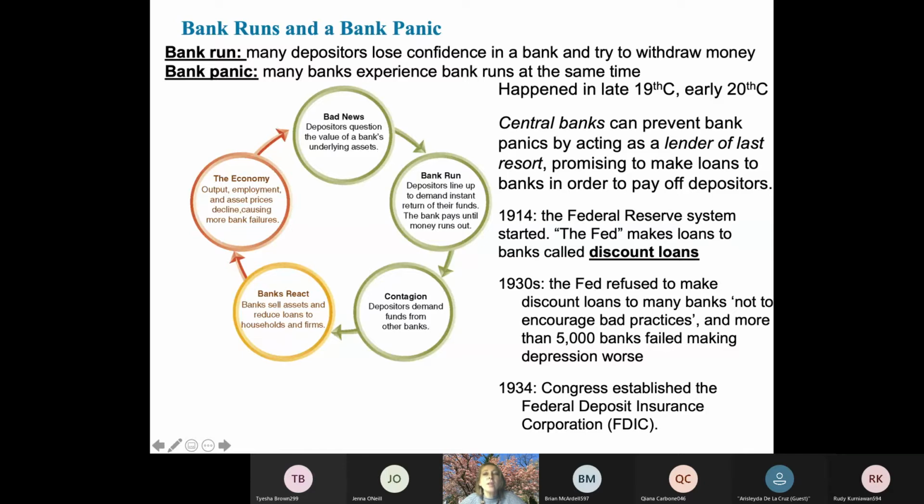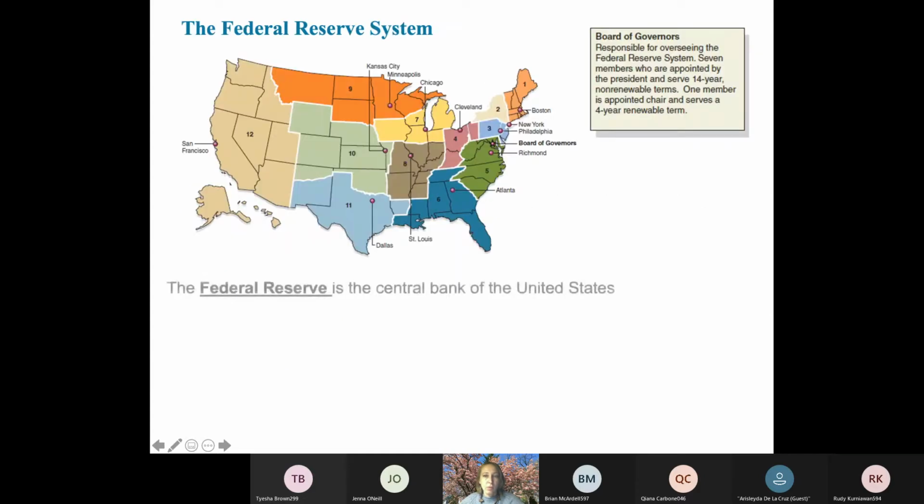All right. So originally the Federal Reserve was created to issue discount loans to banks that are in trouble. Discount loans can quickly resolve bank runs, right? So you can repay your depositors and stop a bank panic. But over time, the Fed's role has changed. Discount loans are still an important part of what the Fed is doing, but not the most important part.